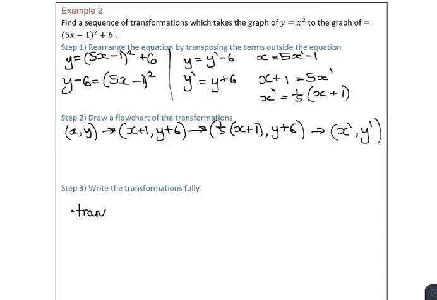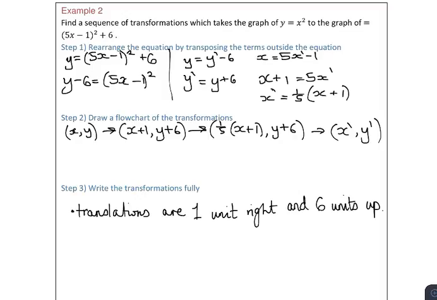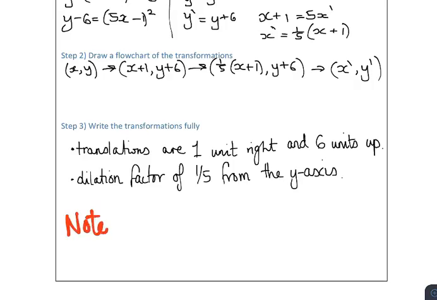So translations are 1 unit right, 6 units up, and then a dilation factor of 1/5 from the y-axis. Note, affecting the x values means from the y-axis.